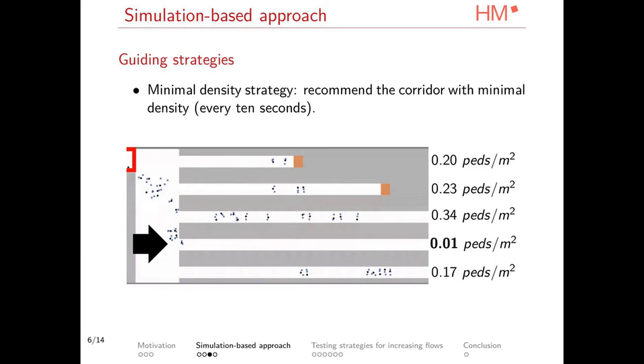The second guiding strategy is the minimal density strategy. This strategy is more elaborate because we measure the densities in each corridor. And then we recommend the corridor with the minimal density every 10 seconds. In our example, the 4th corridor would be recommended. So in the figure below, the density is minimal in the 4th corridor, and this is why corridor 4 would be recommended here.